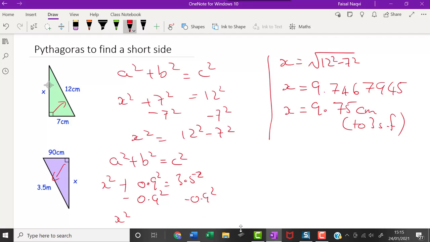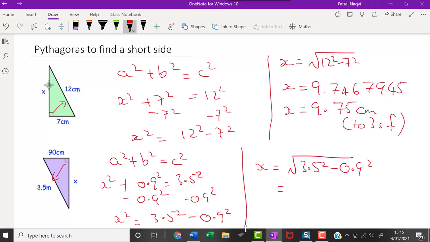So x squared equals 3.5 squared, take away 0.9 squared. To find x, I have to square root both sides, so x equals the square root of 3.5 squared, take away 0.9 squared, and I put that into the calculator like that. And that gives me 3.382306905, and if I round to three significant figures, I get 3.38 meters to three significant figures.